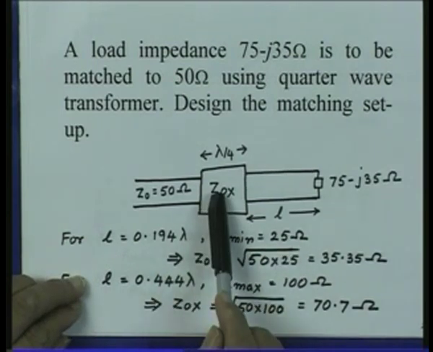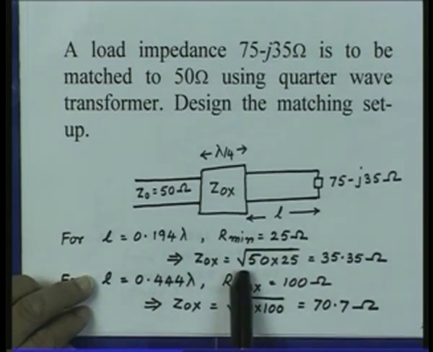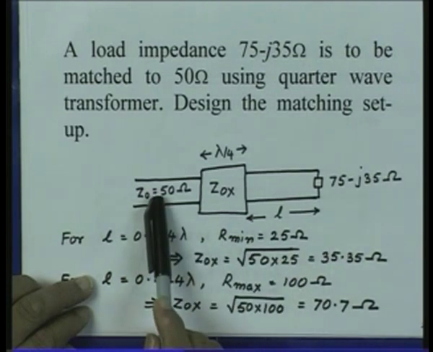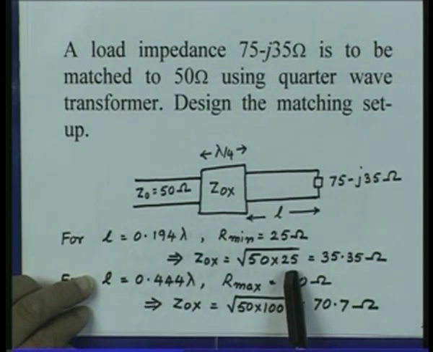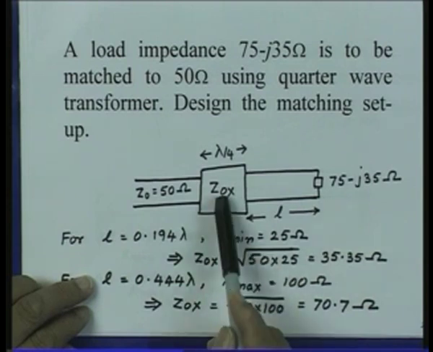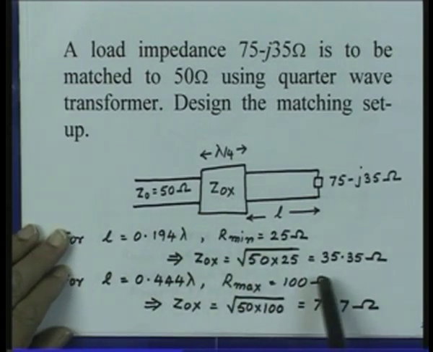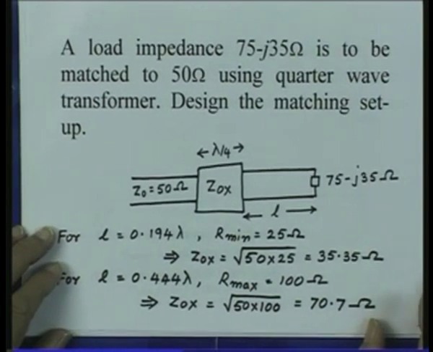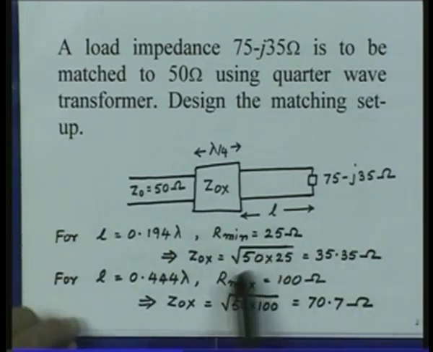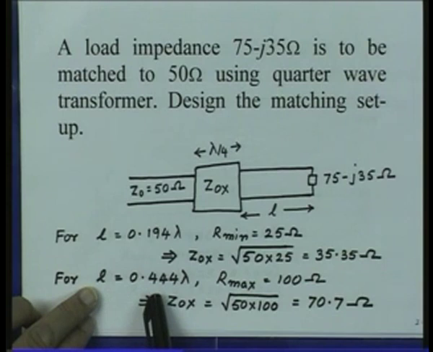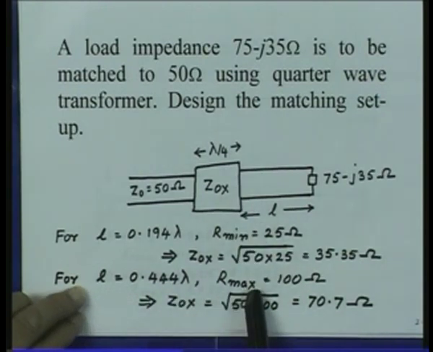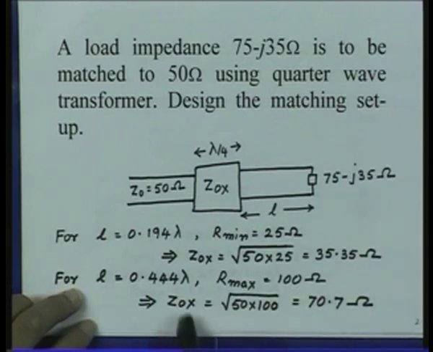So, the characteristic impedance of the quarter wave transformer will be geometric mean of the characteristic impedance and the impedance to be matched, which is 25 ohms. So, the characteristic impedance of the quarter wave transformer will be 35.35 ohms. On the other hand, if I take L as 0.444 lambda, then the resistance to be matched will be 100 ohms, and then the characteristic impedance of the quarter wave transformer would be geometric mean of 50 and 100, and that will be 70.7 ohms.